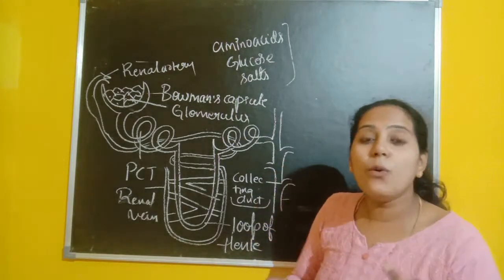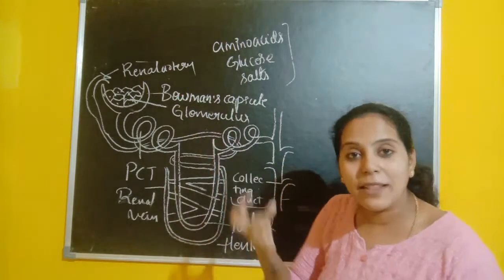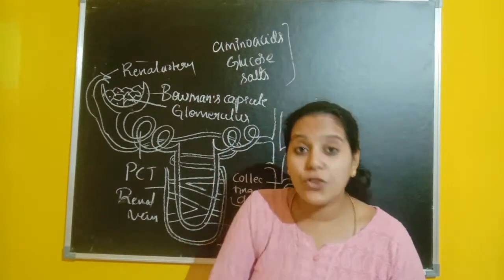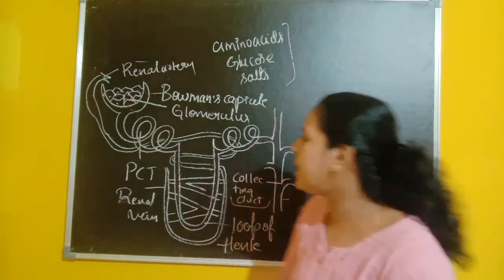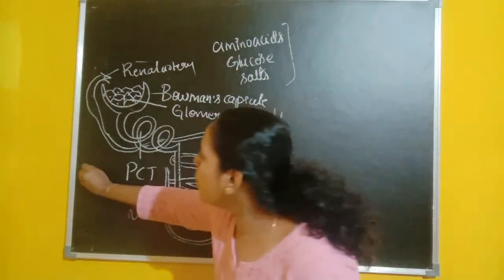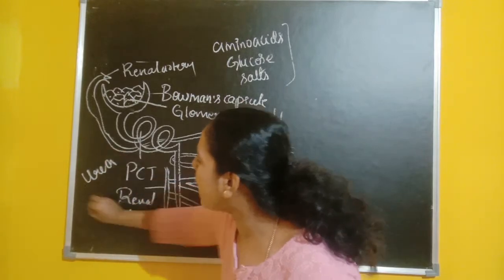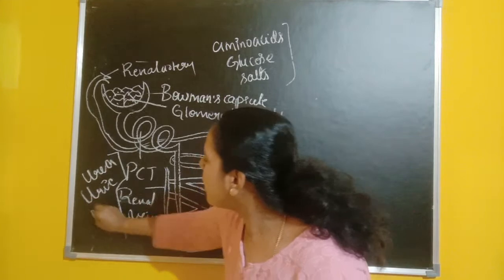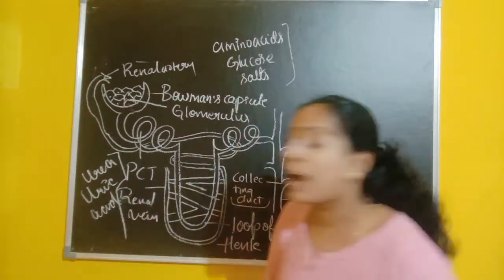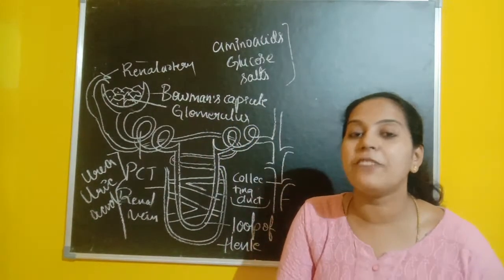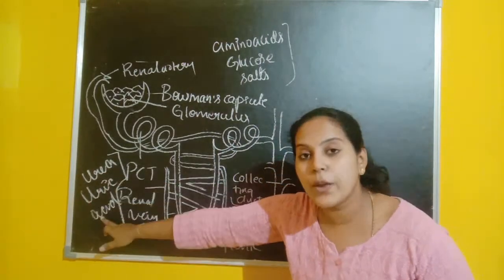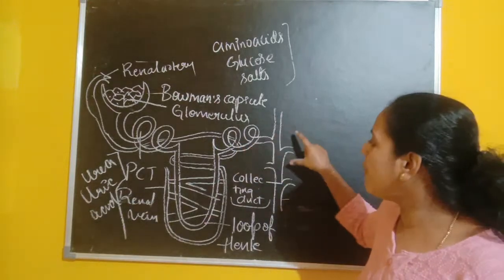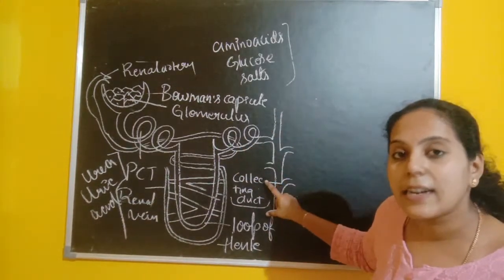Next, now after reabsorbing the useful materials, now the unwanted materials, the so-called nitrogenous materials. The nitrogenous materials such as urea and uric acid, they will pass the loop of Henle and reach the collecting duct.